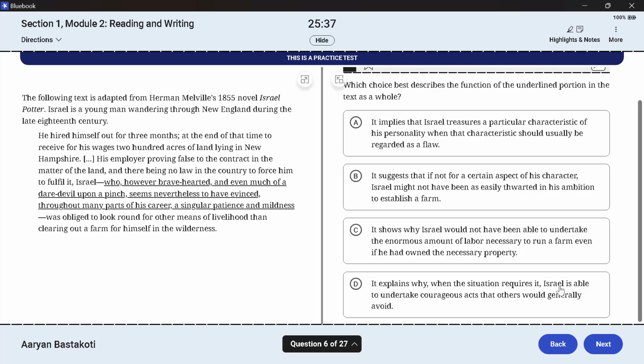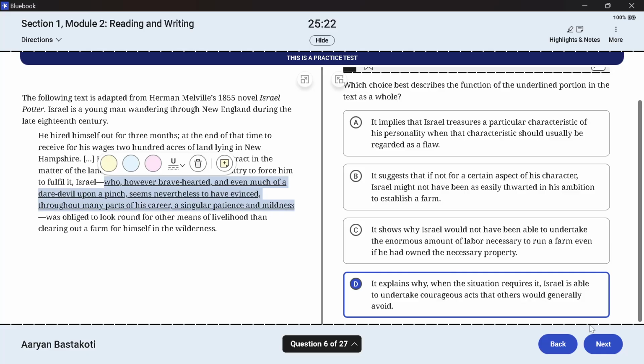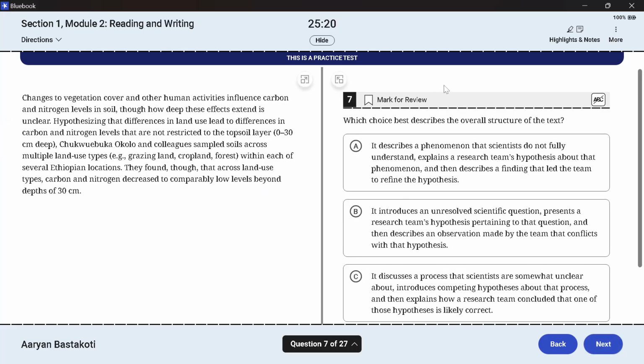It explains why, when the situation requires it, Israel is able to undertake courageous acts that others would generally avoid. This seems like the answer. This seems to express the character of Israel. So I'm choosing D. It might be B, but I'm still choosing D.